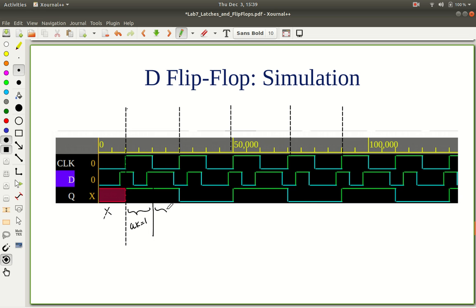And again for clock equal to 0, the value is retained until the next rising edge arrives, at which point the value of D was 0, so Q falls to 0, and so on and so forth. So the simulation results show that this behavior is as expected. This is what we wanted to describe. So how do we write the test bench for this? It's the same test bench.